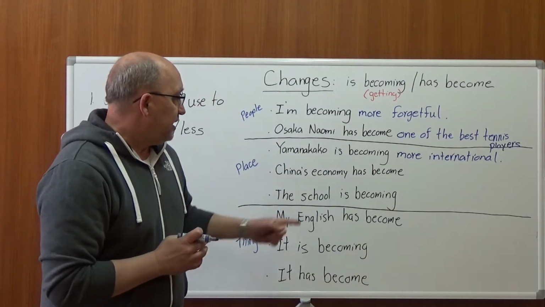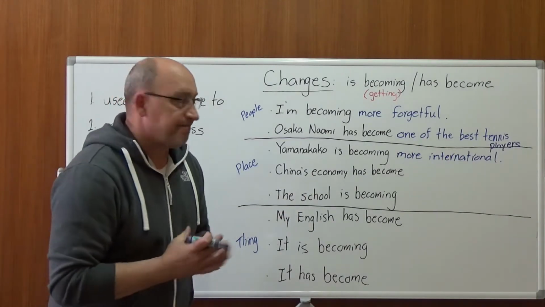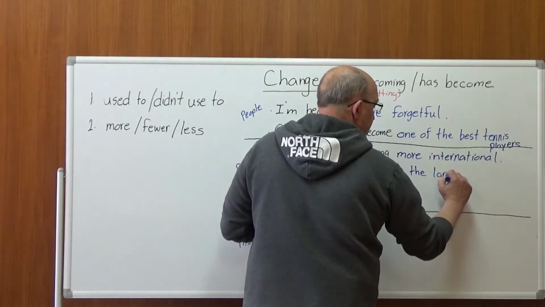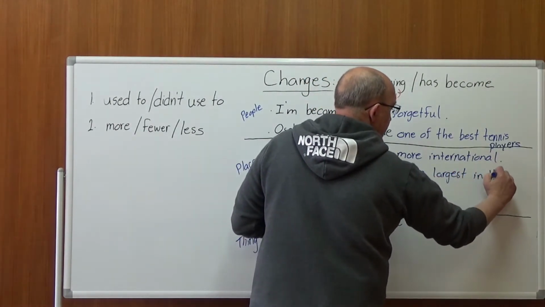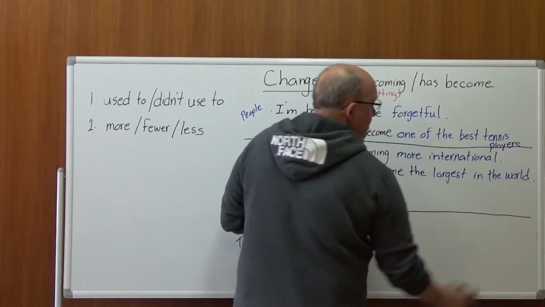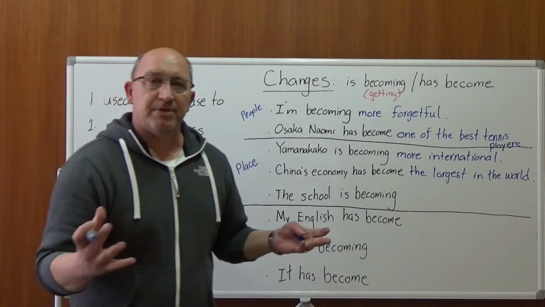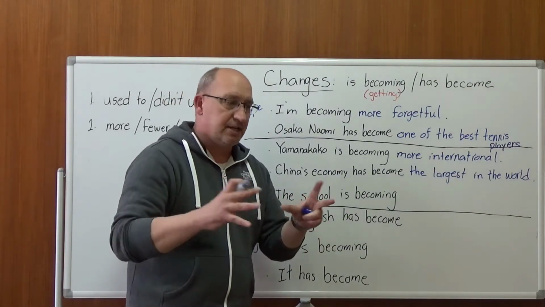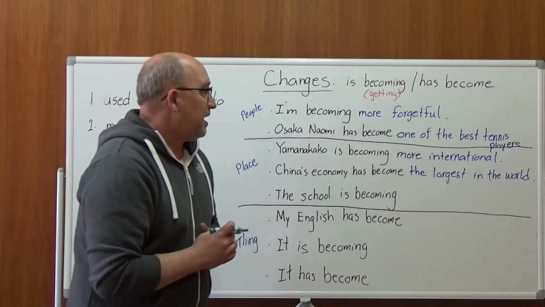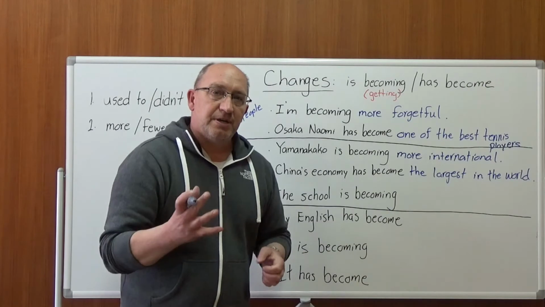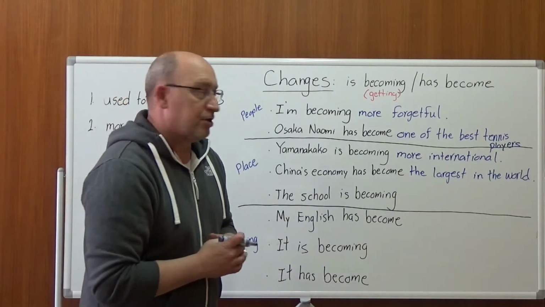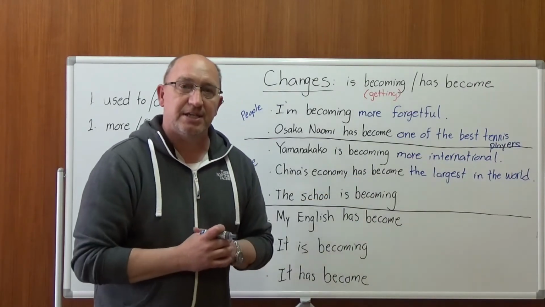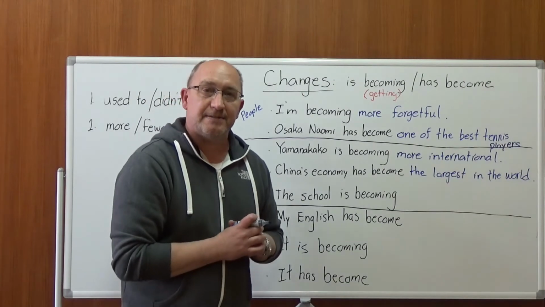Or, for example, here they talk about China's economy. China's economy has become the largest in the world. Of course, economy, perhaps you understand you are talking about that keizai. For many years, America was the largest economy in the world, but now China's economy has become the largest. It is at the end of that process.